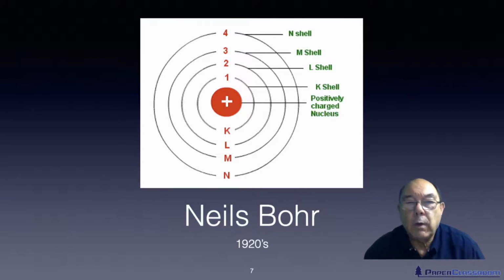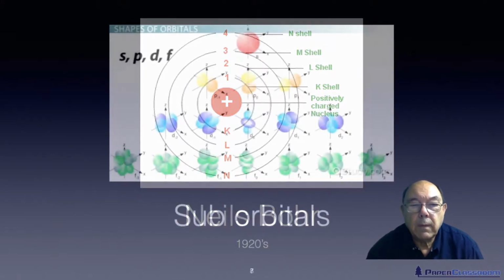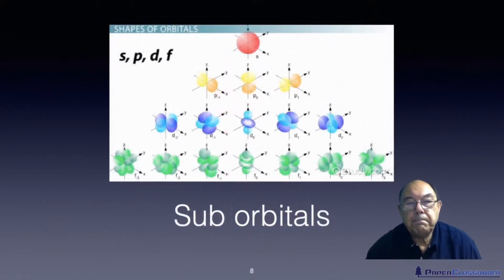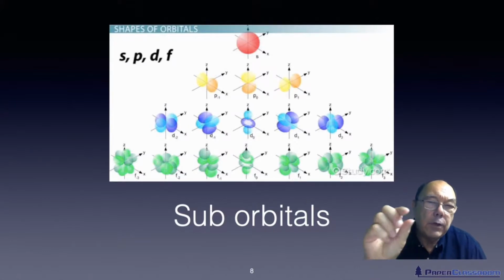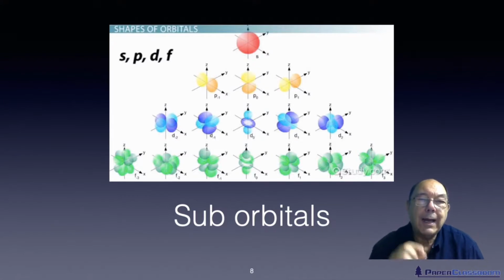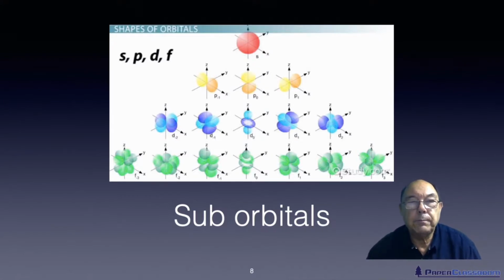So his idea was there must be something else, there must be another particle in the middle of that nucleus that stops these things repelling each other. And he called it a neutron, but it was only a proposal. Now, he also said, as I mentioned a moment or two ago, that each of those orbitals had suborbitals.